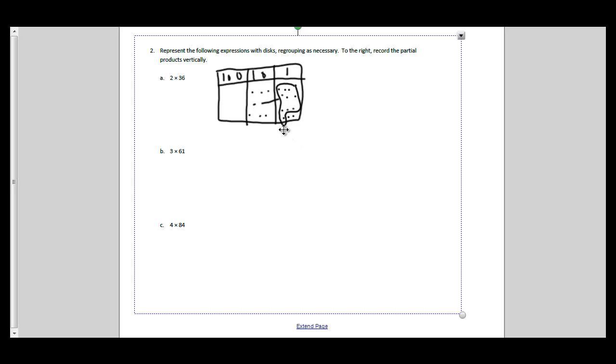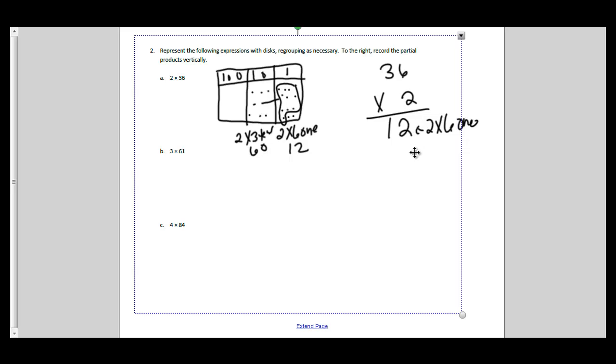So I have 2 times 6 ones right here, which is 12. And then I have 2 times 3 tens, which is 60. So 36 times 2 is 12 because I had 2 times 6 ones. 30 times 2 is 60. That's 2 times 3 tens. So altogether I end up with 72. Okay?